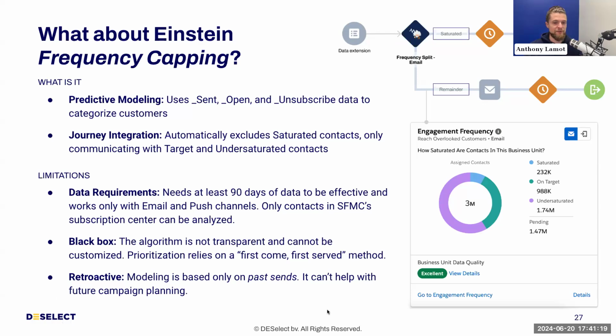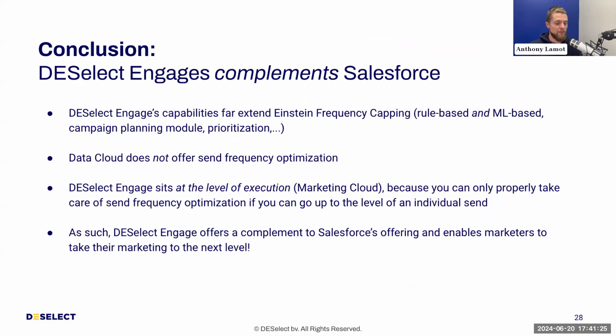Okay, so that's Einstein frequency capping. So that's how it compares with Marketing Cloud Engagement. The conclusion of this, though, is that DESelect Engage really complements Salesforce because DESelect Engage's capabilities far extend Einstein frequency capping. For instance, our send frequency optimization can be rule-based, but it can also be machine learning-based. We have a campaign planning module. You can do prioritization and so on.